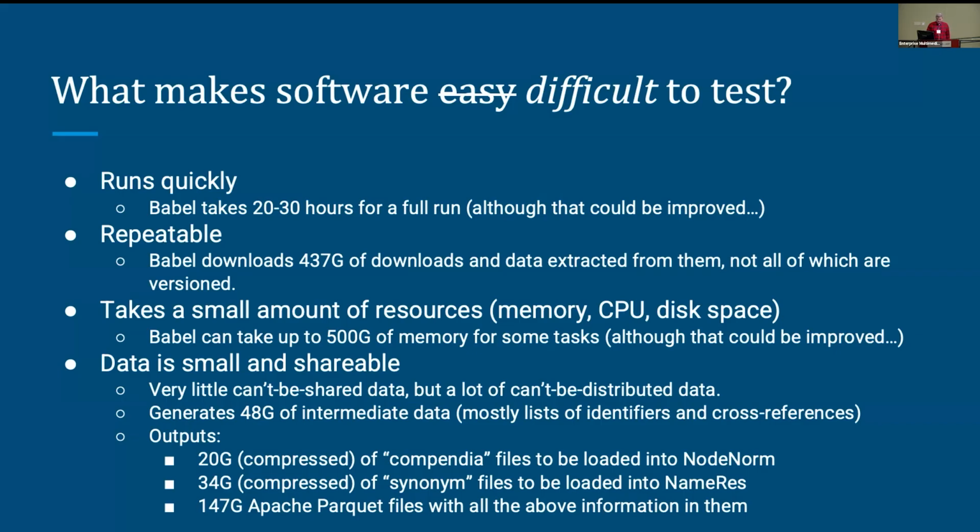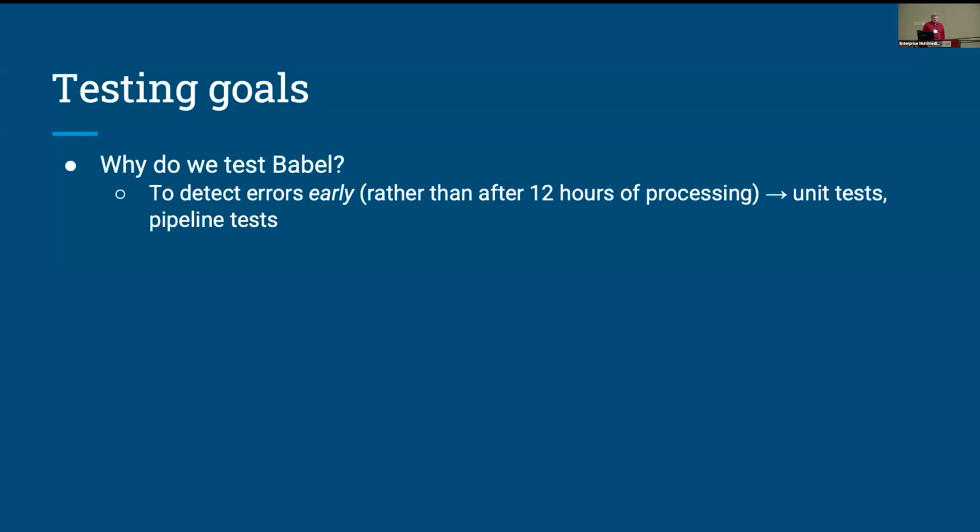So what are our testing goals? Why are we testing? Why do we test Babel? The first and probably most directly beneficial role is to detect errors early. We don't want to wait 12 hours and then have some kind of an error come up in our pipeline that we then have to fix.